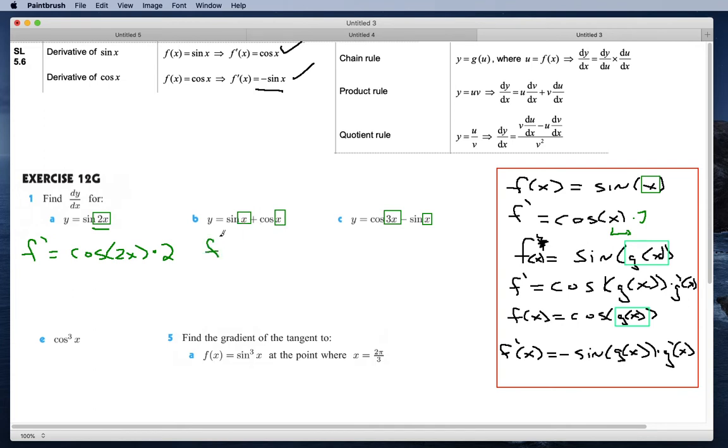This example is a little bit more simple. All we need to do is ask ourselves, what's the derivative of sine x? Well, that's cos x. And what's the derivative of cos x? Well, that's negative sine x. So this one is not so exciting. We're done there.